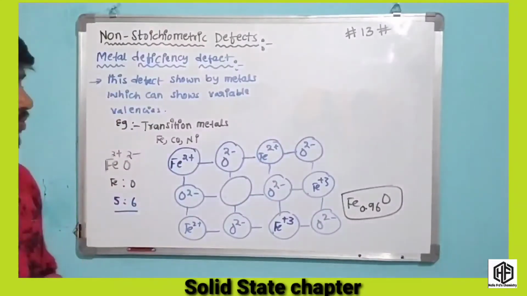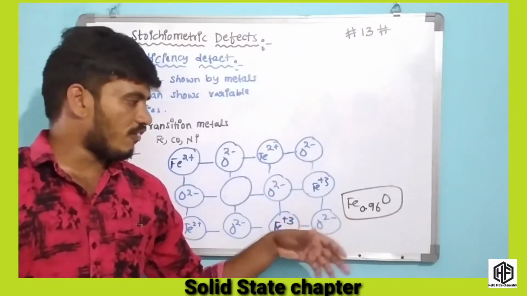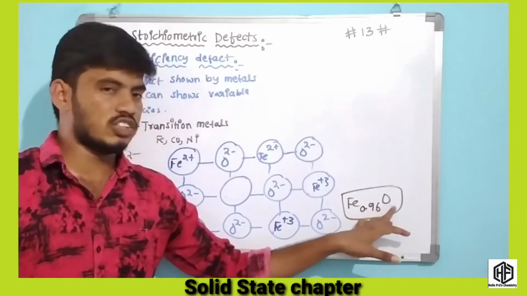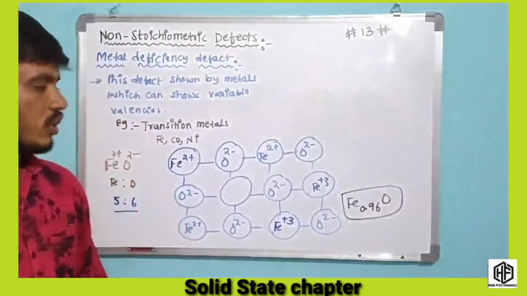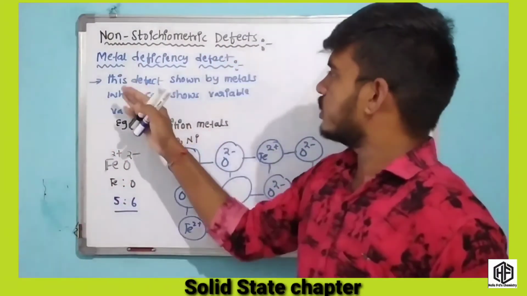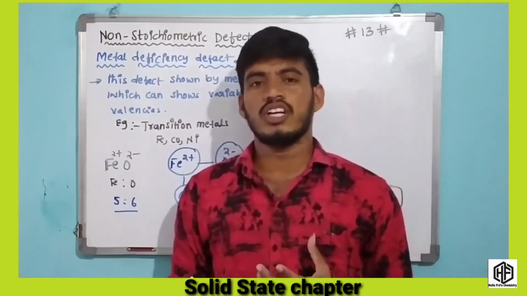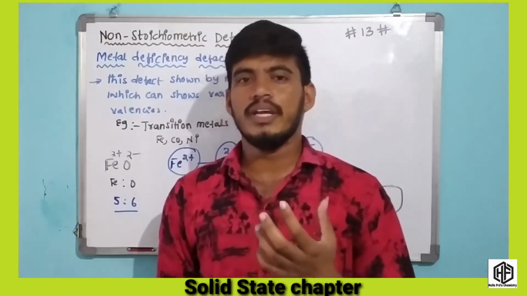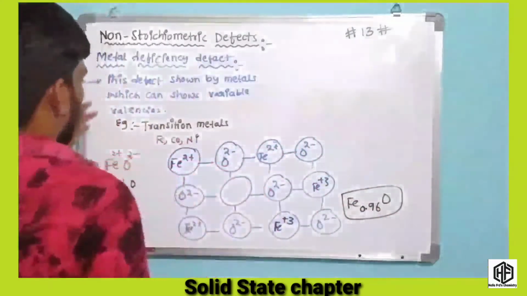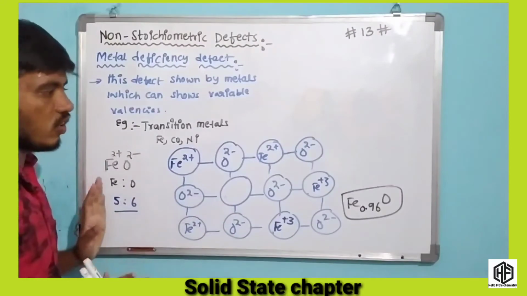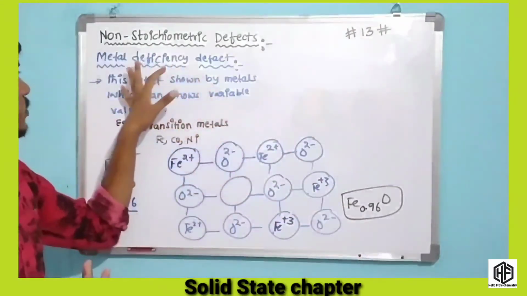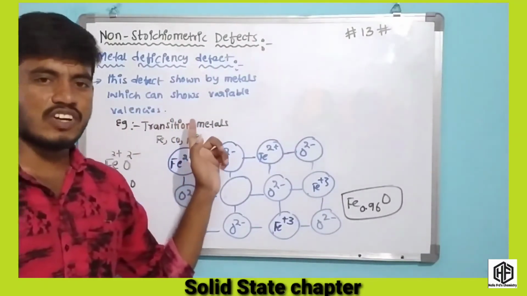Now, what is the ratio of Fe2+ and Fe3+ ions present in this particular Fe0.96O? In so many competitive exams, questions are asked on this non-stoichiometric defect, meaning the metal deficiency defect. One more important question is asked in many competitive exams, meaning entrance exams. Now I am going to explain one more important numerical problem on the metal deficiency defect.